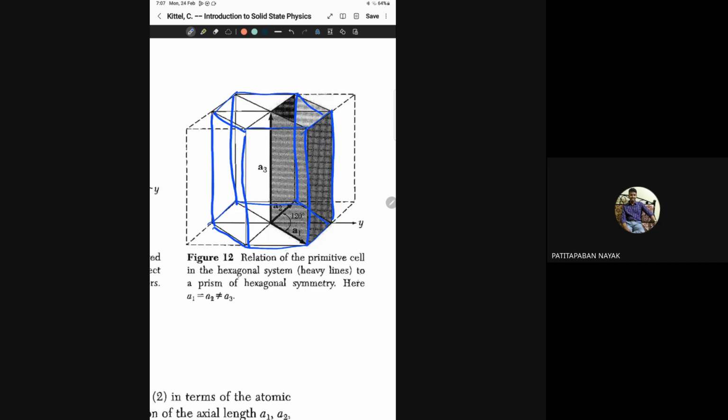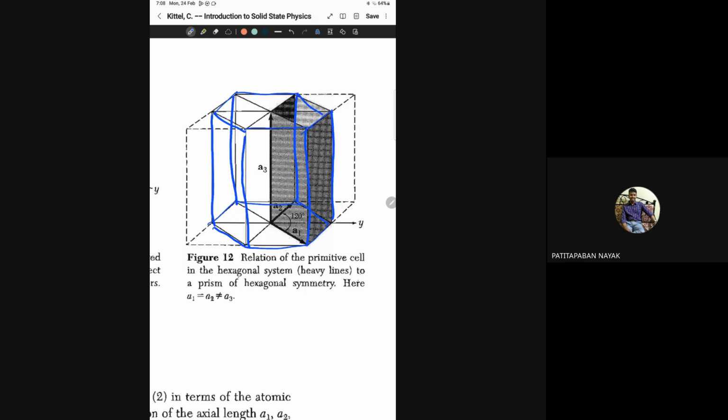But then the primitive cell is shown in a different way, where the shaded part, the blackened part, is basically the primitive cell, where the primitive vectors are A1, A2, and A3. As you can see, A1 is equal to A2. The angle between A1 and A2 is gamma, which is equal to 90 degrees.